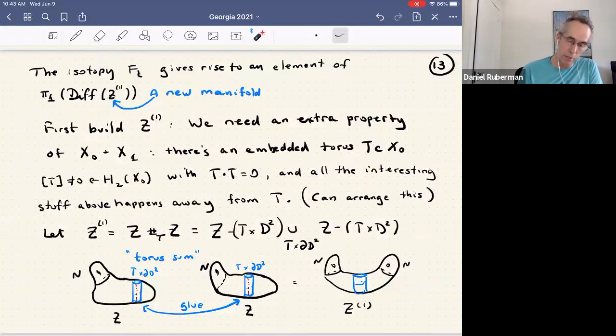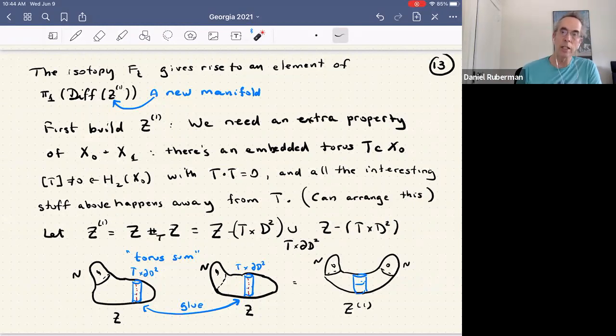Okay, so let's build this Z1, and for building the Z1, we need a little bit more that comes out of the proof of the stabilization result I quoted above, which is that in both of the manifolds X0 and X1, you can choose your manifolds to have this extra property. What you want is an embedded torus in each of them. Say the torus is non-trivial in homology and has 0 self-intersection. For those of you who are up on your Gompf and Stipsicz, think of X0 and X1 as built out of elliptic surfaces, so you might think of this T as being a torus fiber in an elliptic fibration.